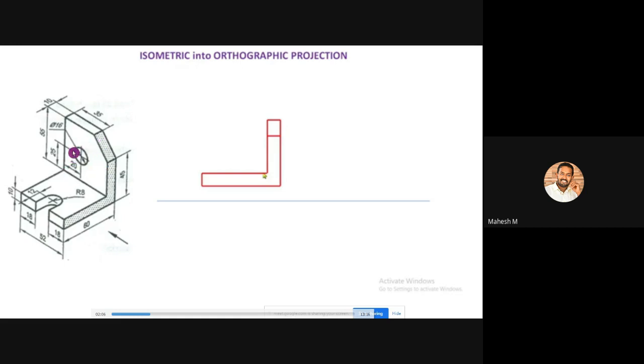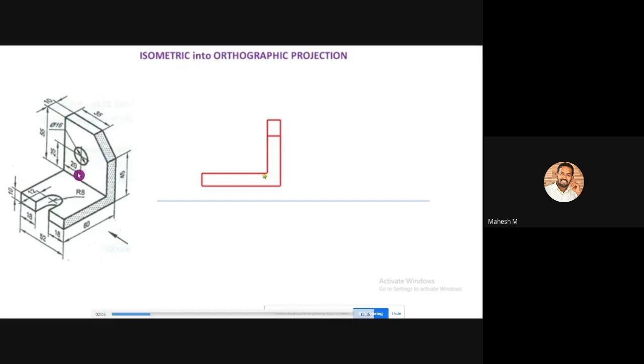So you have to mark the circle. So you have to mark the hole with two dotted lines, because if you're looking from this front view, this hole will not, this circle will not be visible. So you can able to see this as a rectangle. So you have to create two dotted lines.